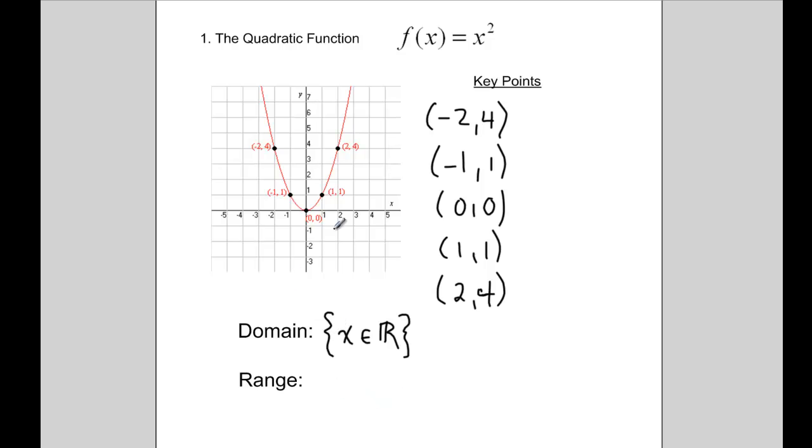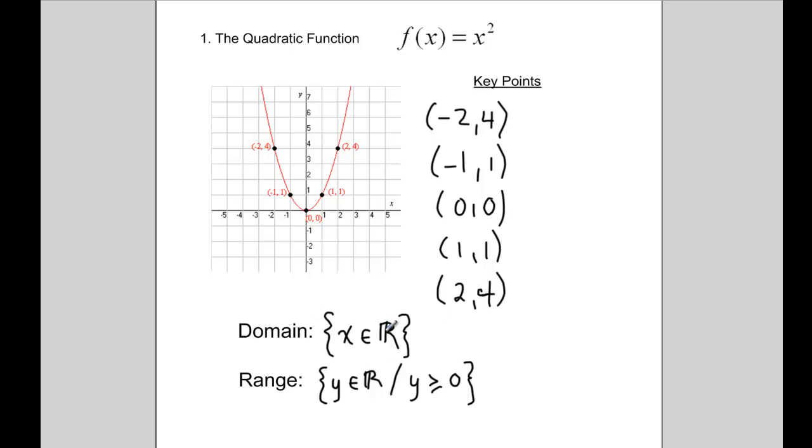Our range for this parabola, our standard parabola, exists where all the y values are members of the real number system, where y has to be greater than or equal to 0, since that's where our vertex is. So our range is going to look like y is an element of the real numbers such that all the values of y have to be greater than or equal to 0.